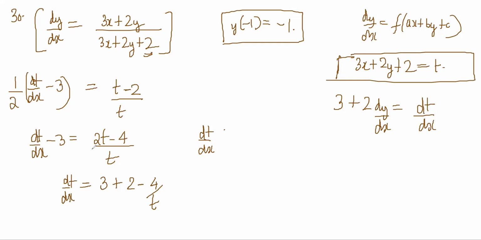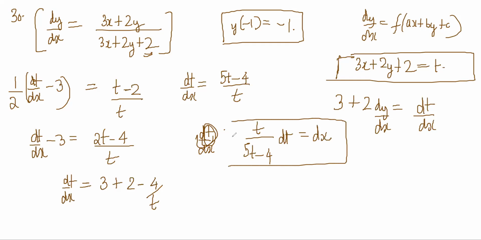I mean, we don't have to do so much. I thought it was becoming linear, but it's simple only. So just add plus 3 to it, and it will be 5t minus 4 by t. So t by (5t minus 4) dt is equal to dx. Now it is done, because you can integrate this by writing the numerator in terms of the denominator.